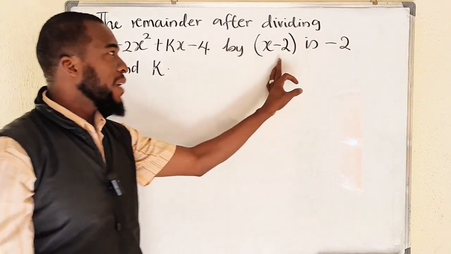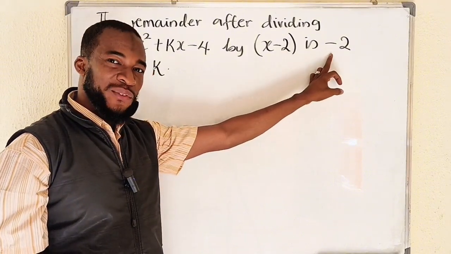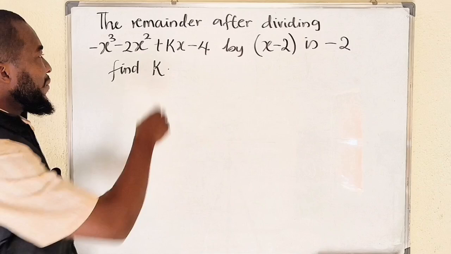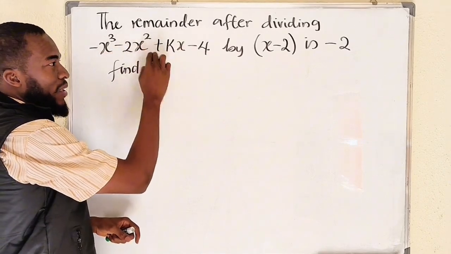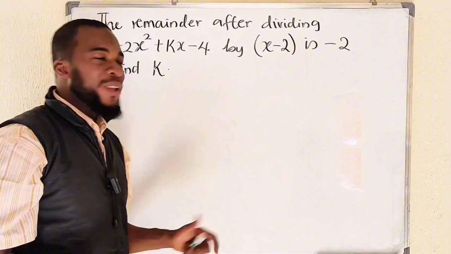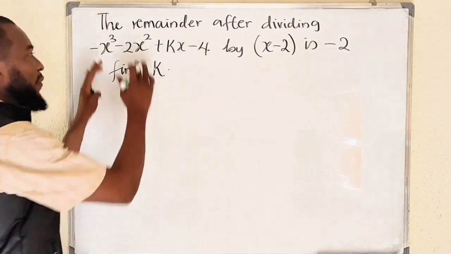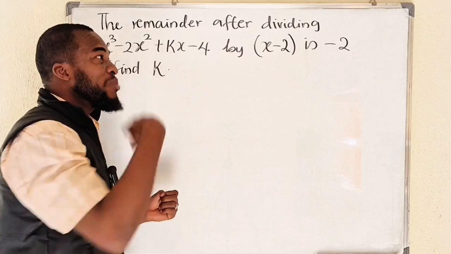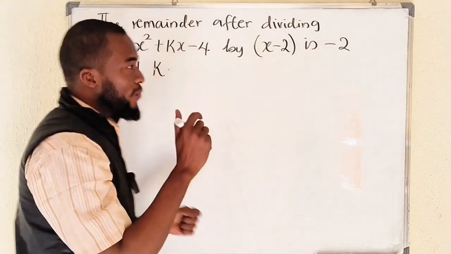So the question is, the remainder after dividing negative x cubed minus 2x squared plus kx minus 4 by x minus 2 is negative 2. We're asked to find the value of k. So what does it mean? It means that if you take this expression here and divide by this, the remainder will be negative 2. So let's divide this by this and obtain the remainder. And the remainder will have to be set equal to negative 2.